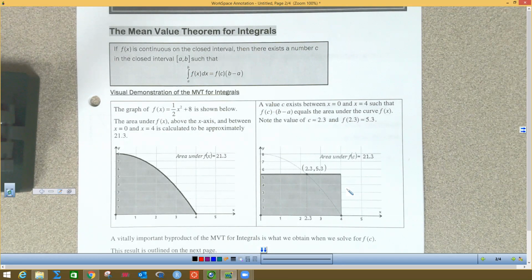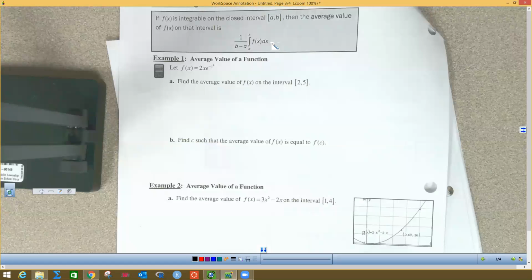This is not part of the AB curriculum, but if you look up here, this is where the average value theorem comes from. It comes from taking this thing and dividing both sides by that. So if we take that and divide both sides by it, this right here is the average value theorem. The average value theorem is going to take 1 over b minus a, where a and b are your interval, and it's the integral from a to b of whatever your function is dx.